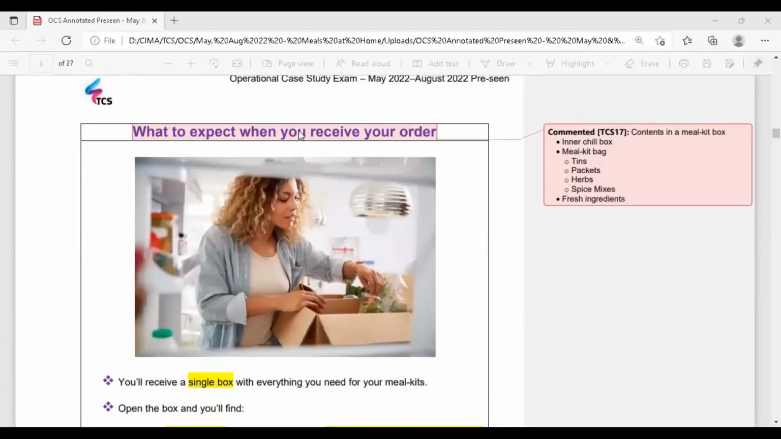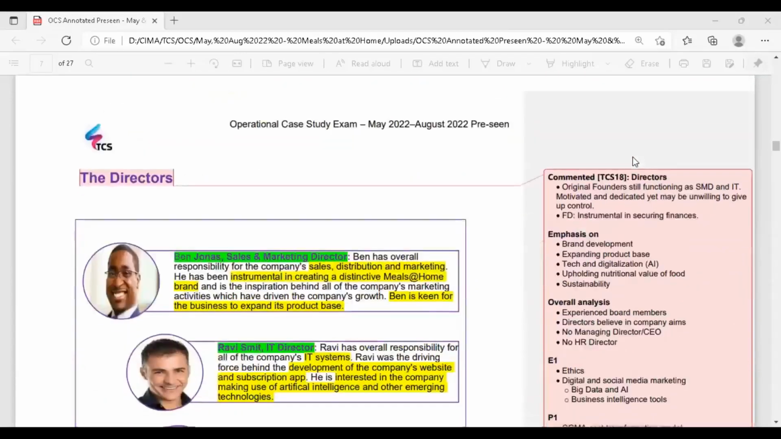So in a typical meal kit provided by Meals at Home, these types of contents will be there. There's an inner chill box because you are dealing with perishable items, and these perishable items need to be included as part of an inner chill box. And there are several different meal kit bags, which consist of tins, packets, herbs, and spice mixes. So there are separate meal kits for different types of ingredients, and at all times the company is providing fresh ingredients. So these are the things which you need to remember about what we offer.